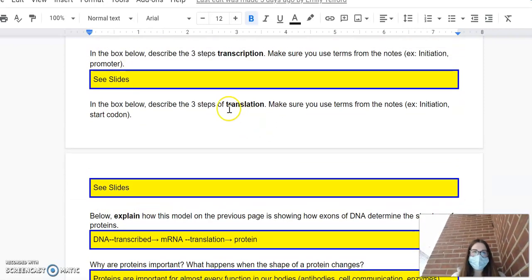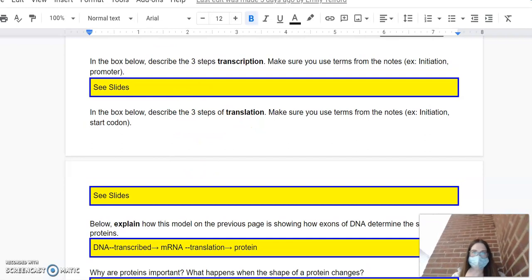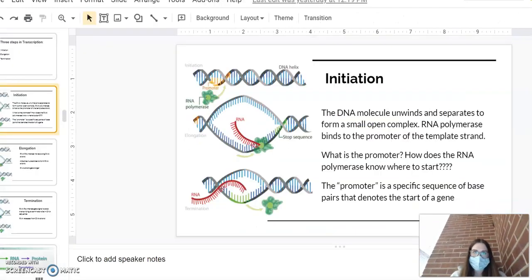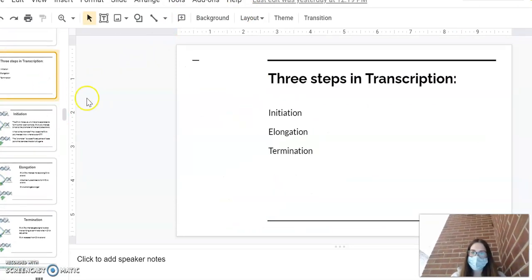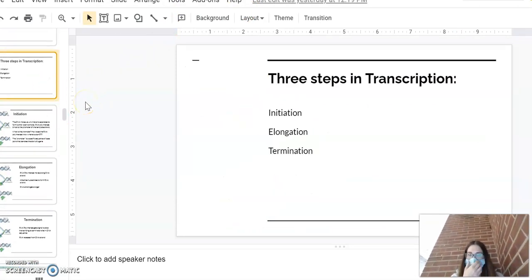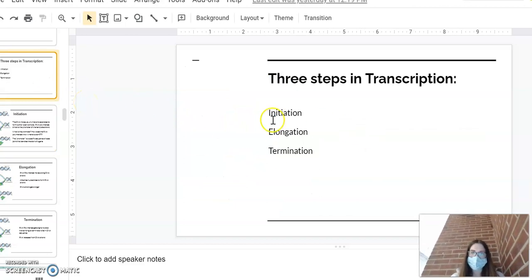And for these two questions, I'm just going to flip back over to the slides instead of writing these out, so you can hear me explain these steps. So on the summative, you also will have to write out the steps in transcription and translation. Remember, they're very similar. They both start with initiation and then elongation and termination. So the process gets started. Whatever the process is creating gets longer, and then the process stops.